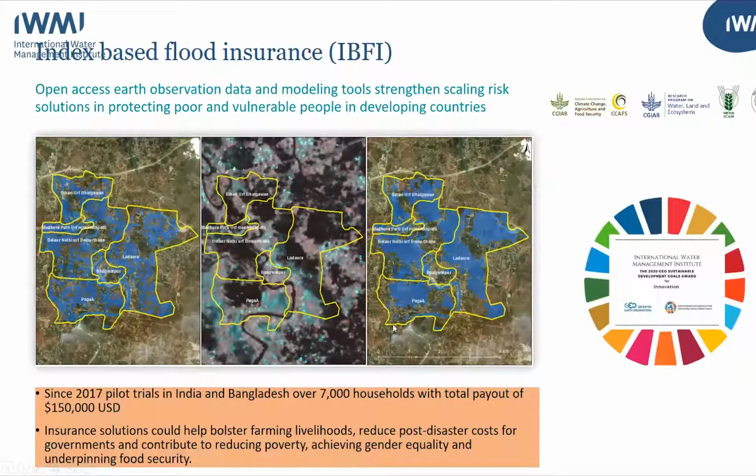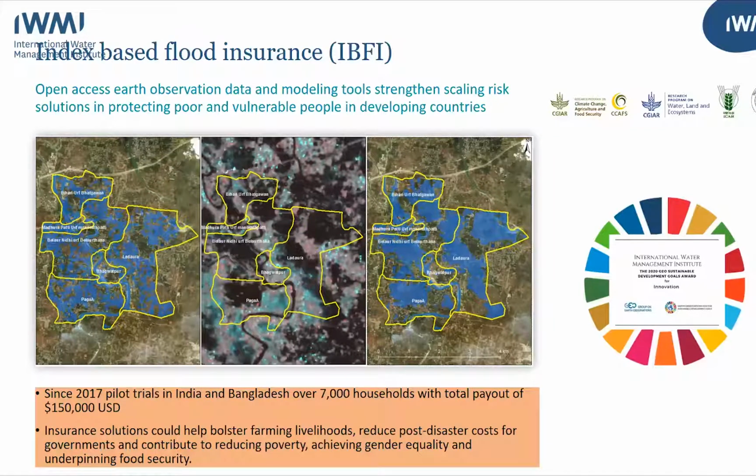But again, a simple layman explanation is that the satellite can show dark objects as flood water, and the flood model data has fairly shown credible results. We have been scaling it since 2017. We have paid out insurance of over 150,000 US dollars. And the important thing is not just about scaling to millions of farmers. It's about how you prove the technology and how the solutions can be scalable, not just by IWMI, but also by partners like the World Bank, and people in authorities in both these countries who are attending this session here.